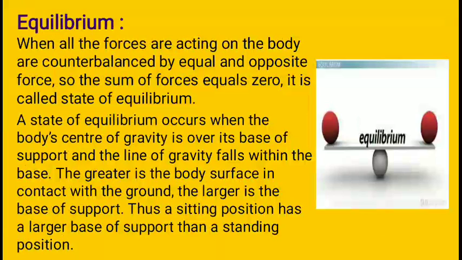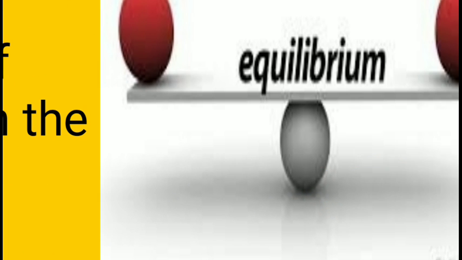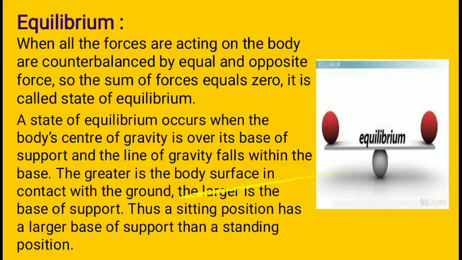So the center of gravity is over the base of support, and the line of gravity falls within that base. The line, which is exact, should be in the center. This plank which is being put on this silver ball is exactly put in the center. So that's why you can see that the line of gravity falls within the base. The greater the body surface contact with the ground, the larger is the base of support.